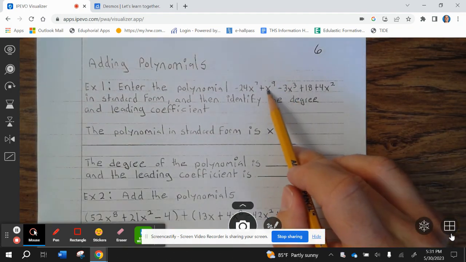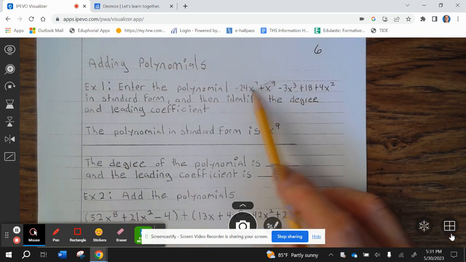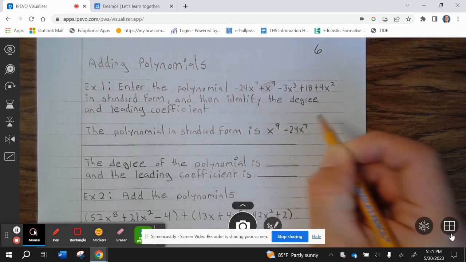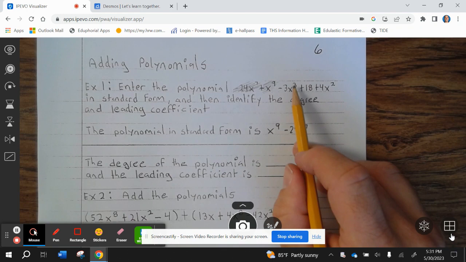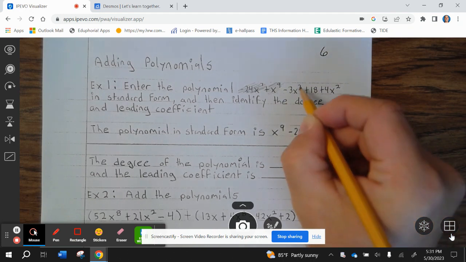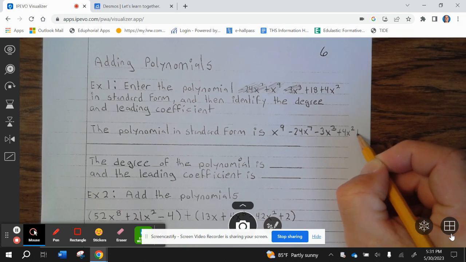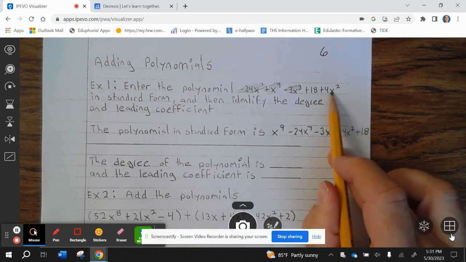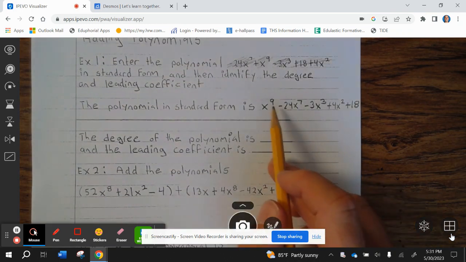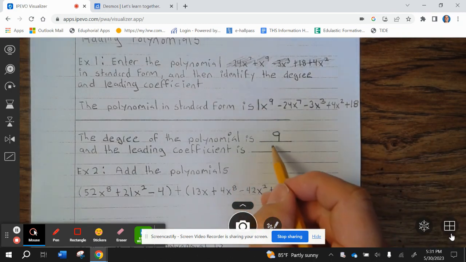Now, I'm going to shade this out so I know I'm done with that. Then the next exponent is x to the 7th, so that's minus 24x to the 7th. Then 3 is the next highest, so minus 3x cubed, plus 4x squared, plus 18. Now, the degree of the polynomial is the highest degree, so that's 9. The leading coefficient is the number in front of that, which is 1.